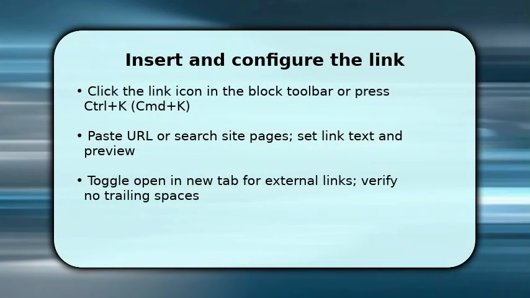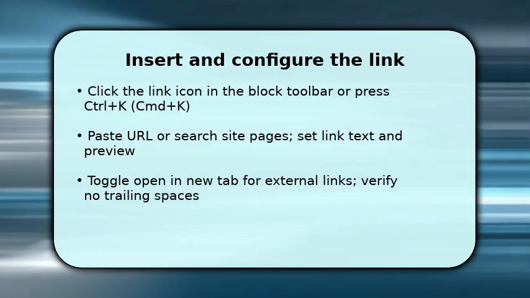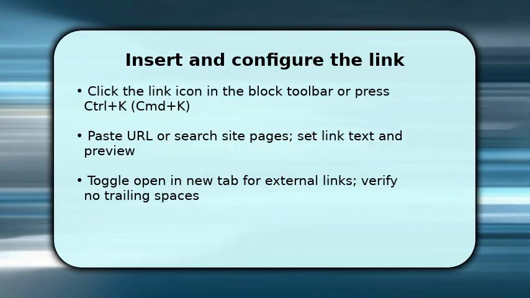Now insert the link. Press Ctrl+K or click the chain icon and paste the URL or start typing the page name to search site content. You'll see a preview. Confirm the link text reads naturally. Once pasted, press Enter to apply and then click the pencil to edit attributes.